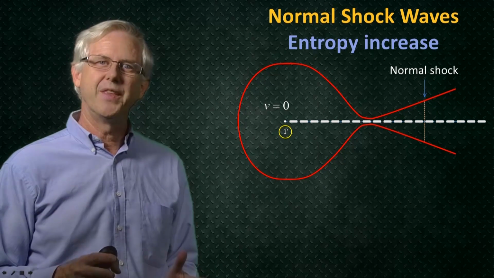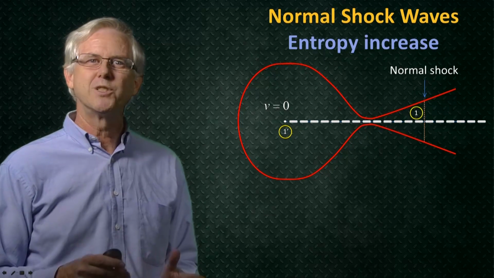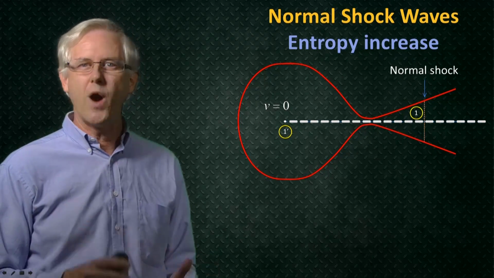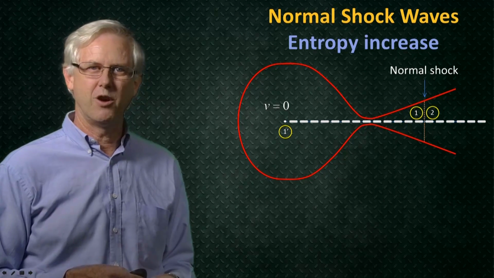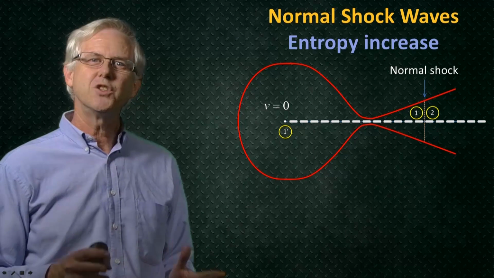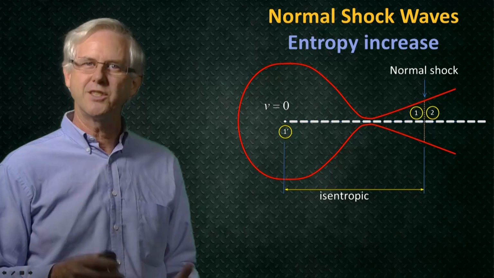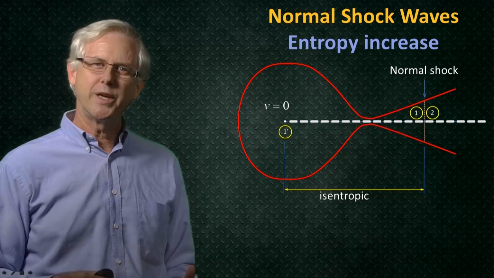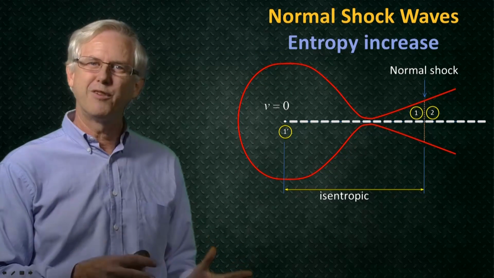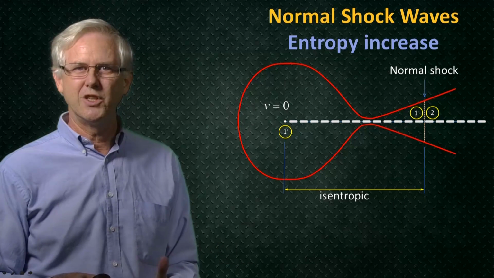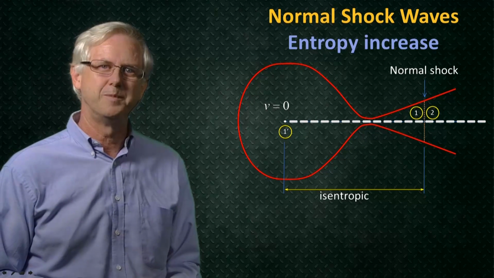Let's now say that there's a normal shock wave that forms across the nozzle. And we'll say that the gas is at state 1 upstream of the shock wave and state 2 downstream of the shock. Now let's assume that the flow from state 1' to state 1 is an isentropic process. That's reasonable if viscous effects are neglected. We just have the flow starting from rest, expanding to sonic conditions at the throat of the nozzle, and then expanding supersonically up to state 1.